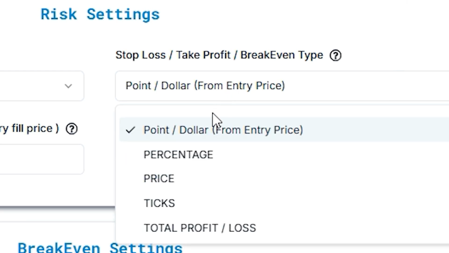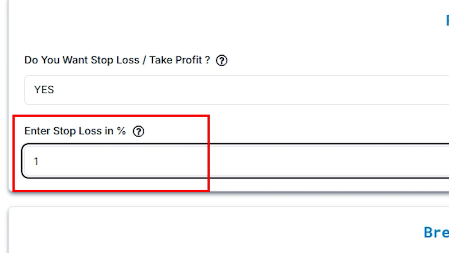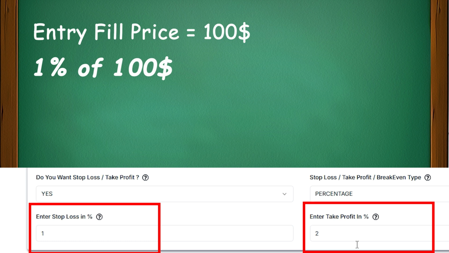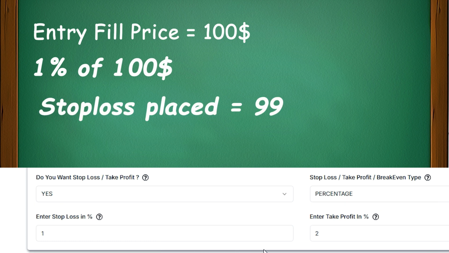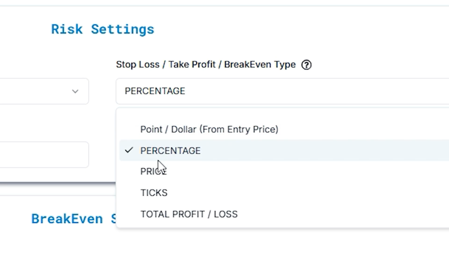Now, let's learn about percentage. Let's say your entry fill price is $100, and you set stop loss in percentage as 1%. So it will calculate 1% of $100. If we set stop loss as 1 and take profit as 2, the stop loss will get placed at 99 and take profit will be placed at 102. Then, next comes the price.